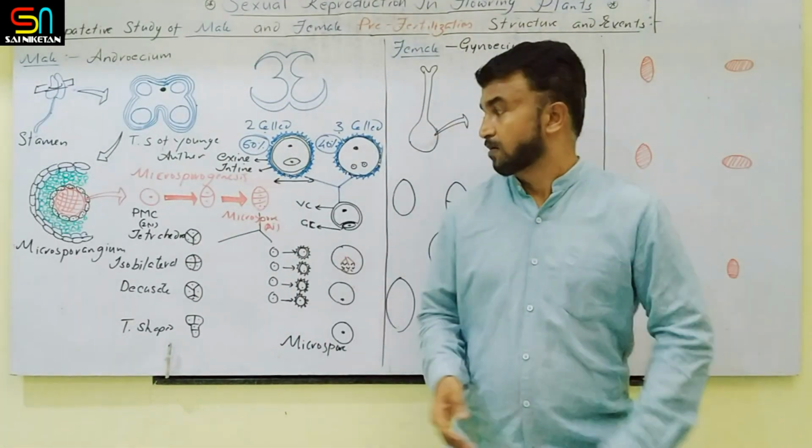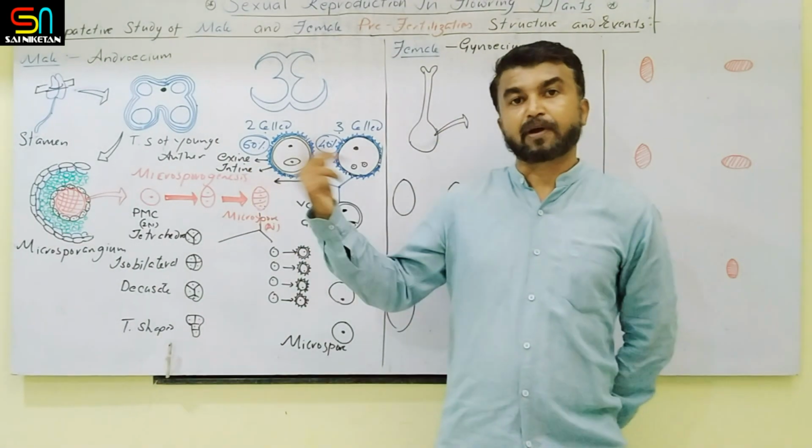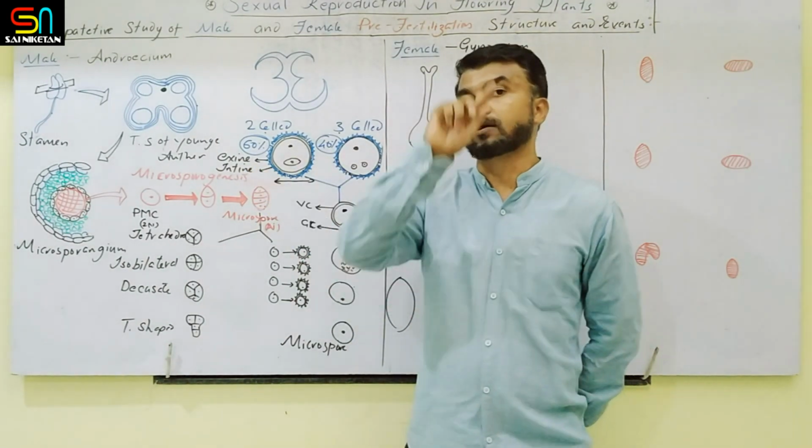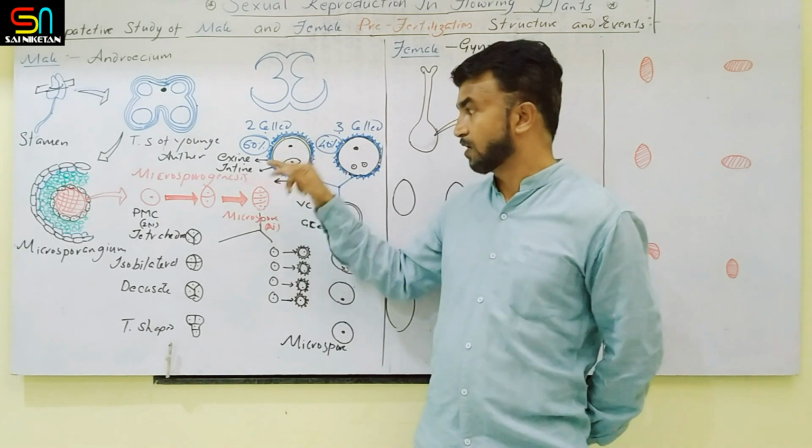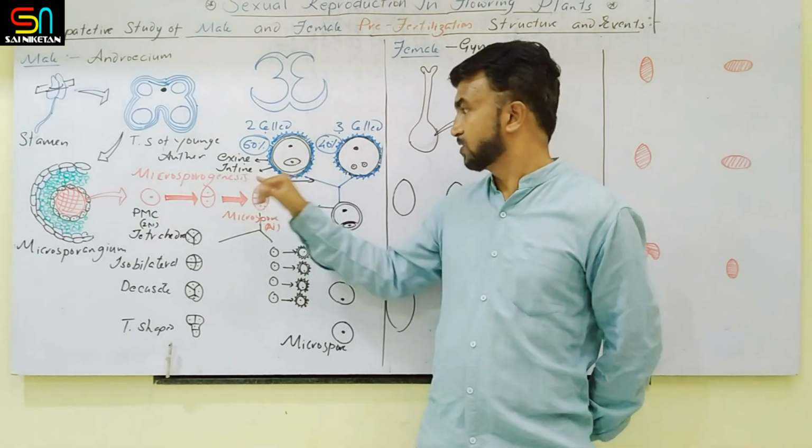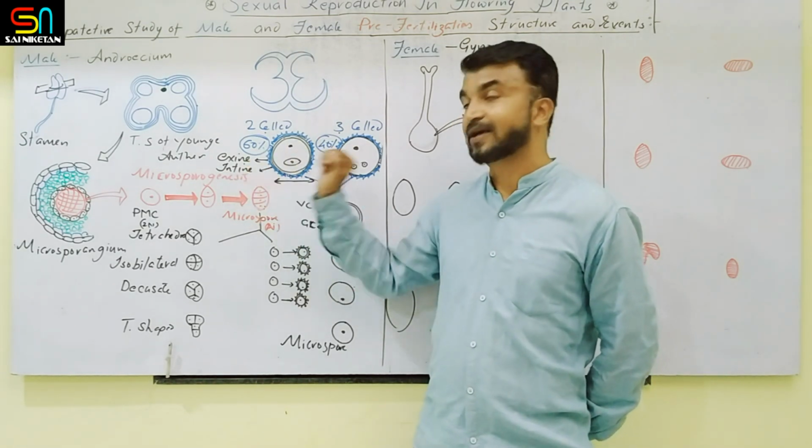The intine is made up of pectose and cellulose. It is a continuous layer. It is present everywhere. Clear? It is elastic in nature. Outside to this intine, exine is there.